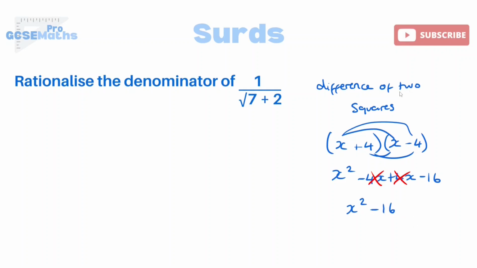Now you can see what we mean by the difference of two squares. Well, x squared is a square number and 16 is a square number. Obviously we've done 4 times 4. And then the difference just means subtract, doesn't it? Like literally, what is the difference between two numbers? You would subtract them. So this is the difference of two squares.